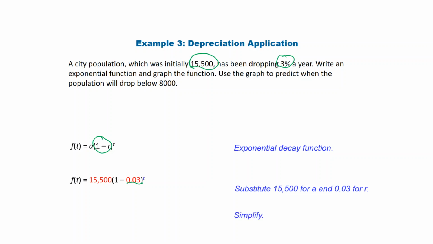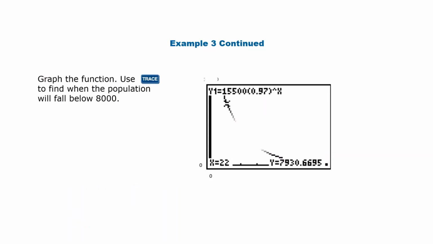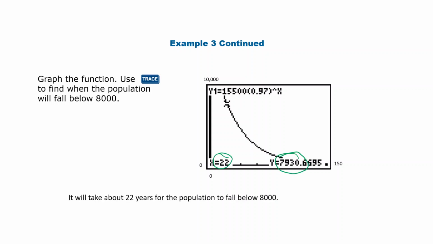All right, and now simplify your equation, and then just type it into your calculator, y equals. And when you do that, you can then see a graph and then use your trace to trace down to where the y is going to be close to 8,000, and here we see in 22 years. All right, so it will take about 22 years for the population to fall below 8,000 if it continues on this trend.